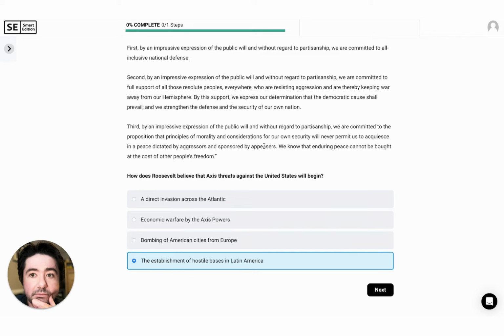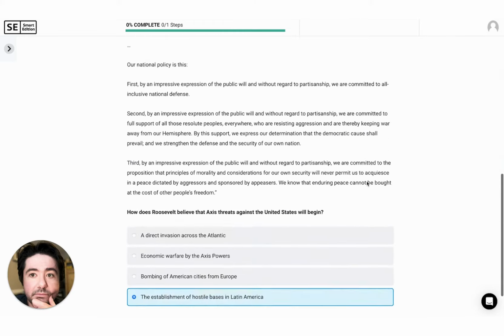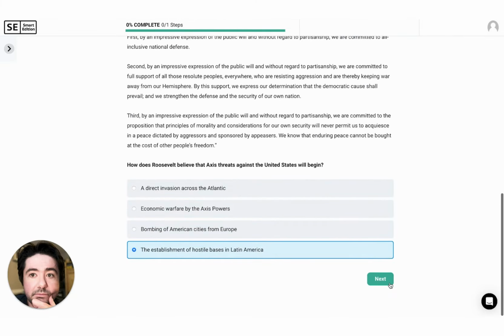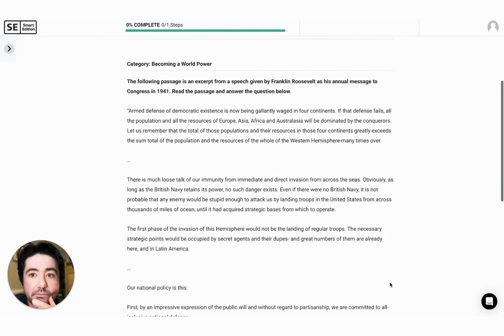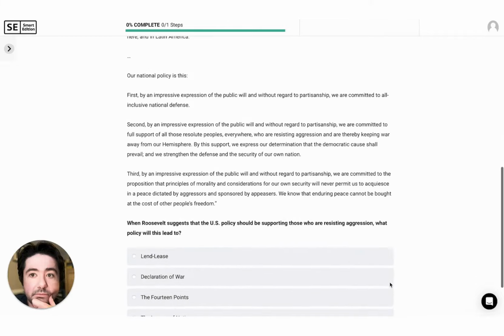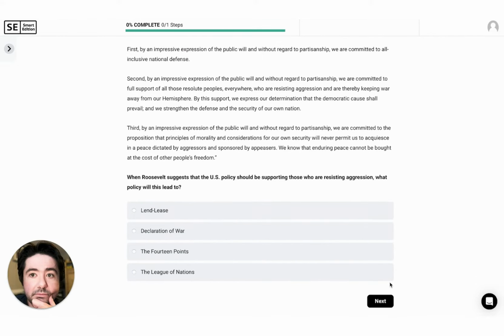A lot of Latin American countries at this time were neutral nations, and Axis warships, Axis advisors were there. Absolutely true. Okay. All right, moving on to question 7. Same passage, of course. New question. When Roosevelt suggests that the U.S. policy should be supporting those who are resisting aggression, what policy will this lead to?